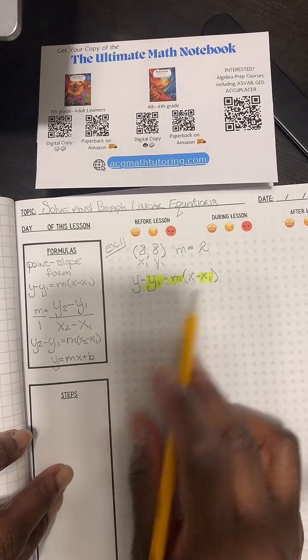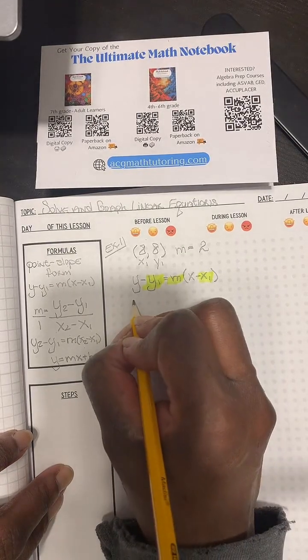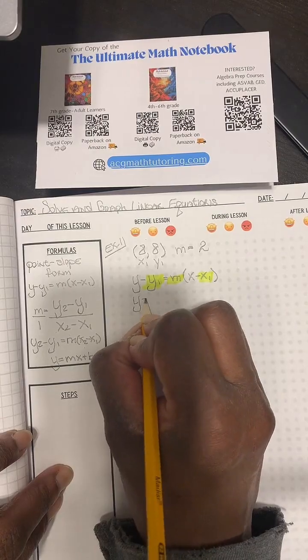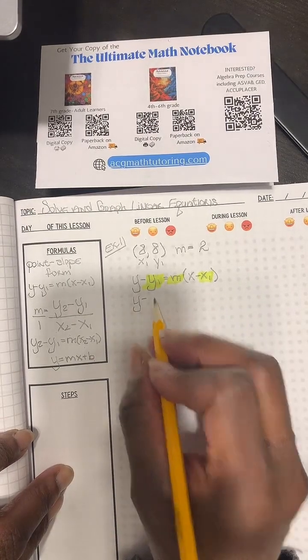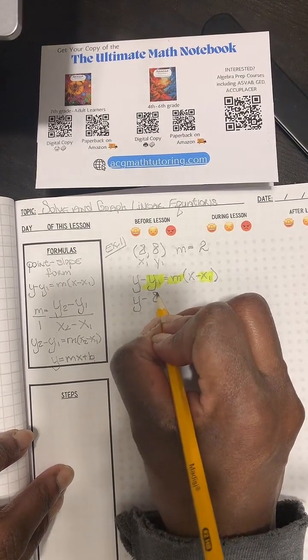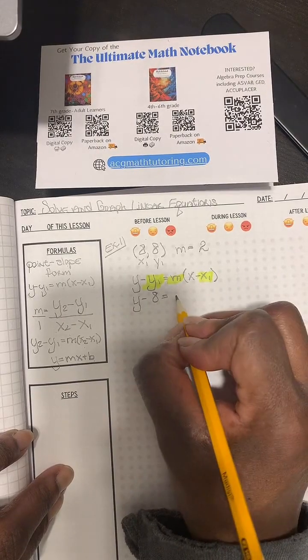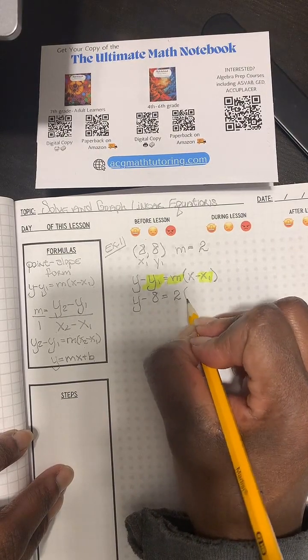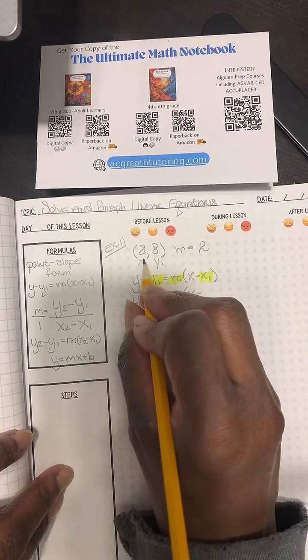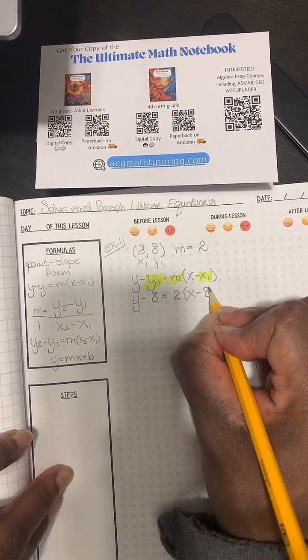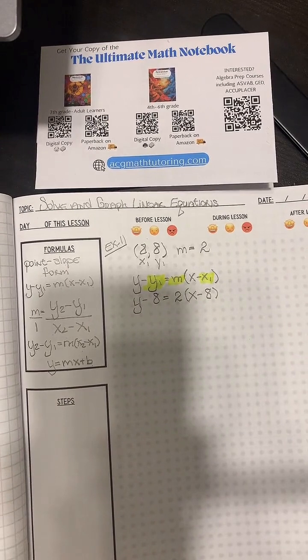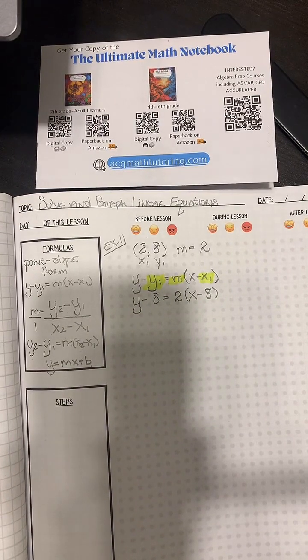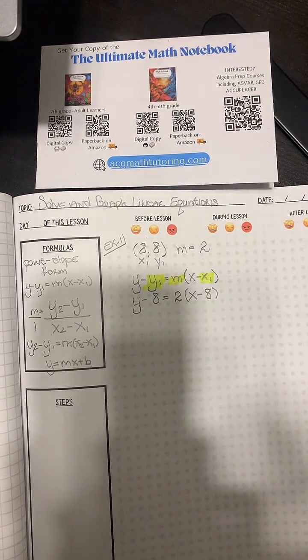So all we're doing is substituting. The first y is going to stay exactly the same. The second y is going to be 8. My m is going to be 2. And then we have my first x, which is the other 8. Let me turn on this light, maybe it might help me a little bit.